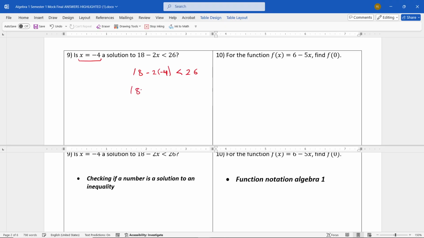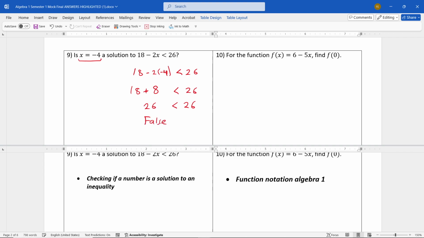All right. Negative 2 times negative 4 is positive 8. Oh, sorry, like I said, positive 8. 18 plus 8 is 26. Is it true or false that 26 is less than itself? And that is false. 26 is not less than itself, so this is false.